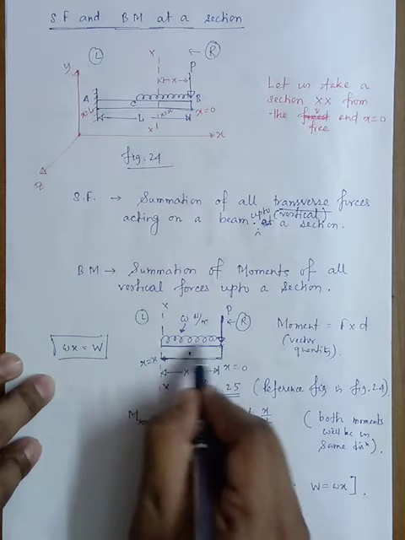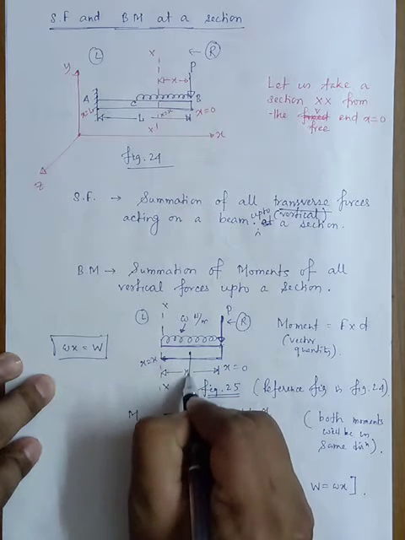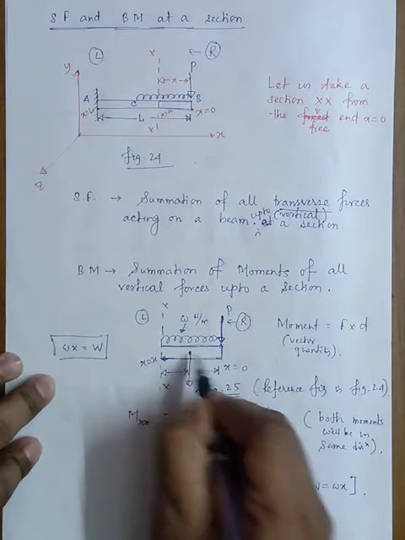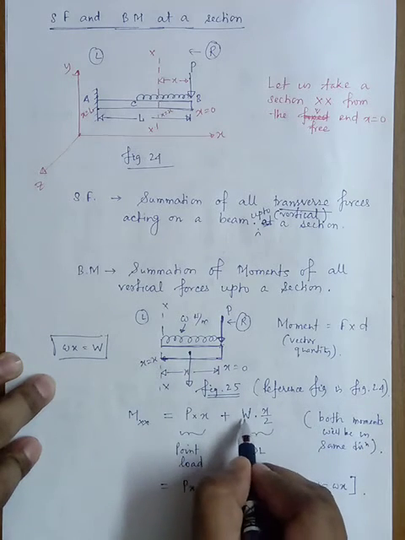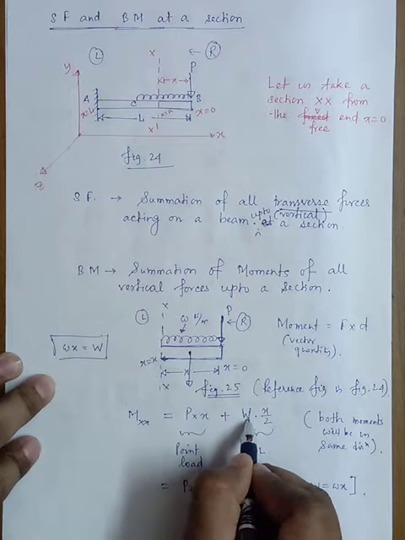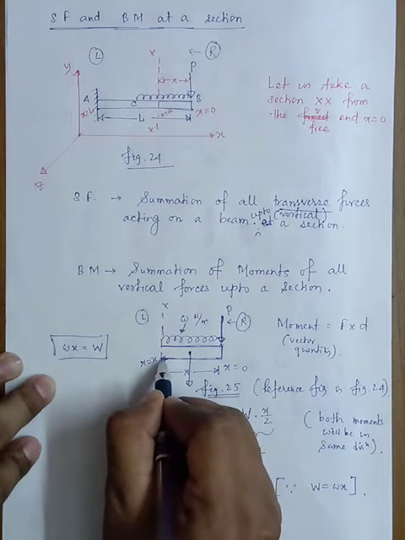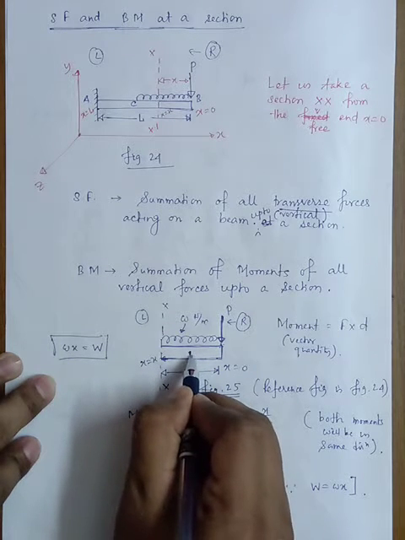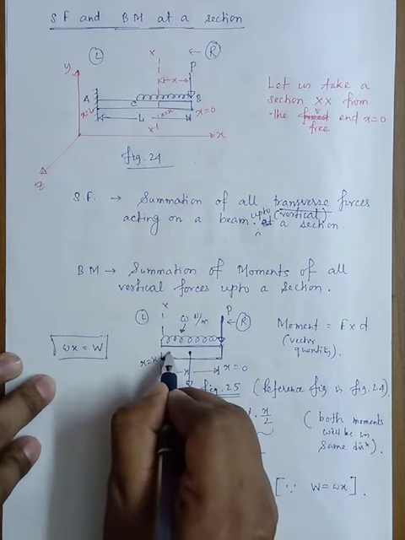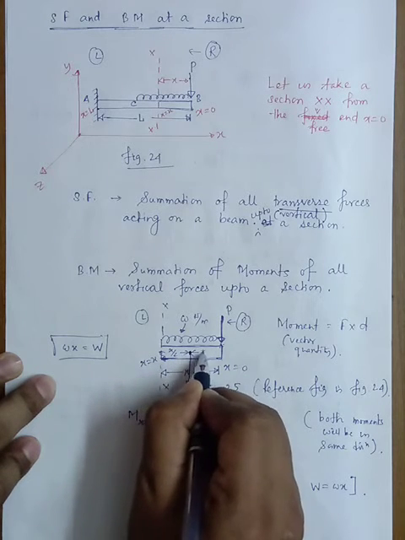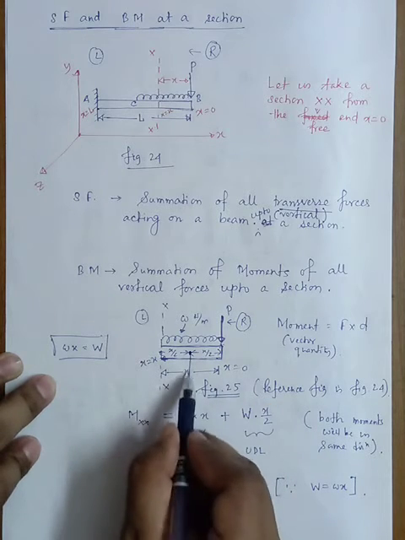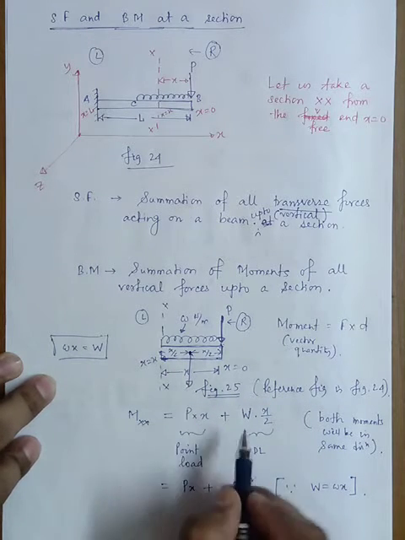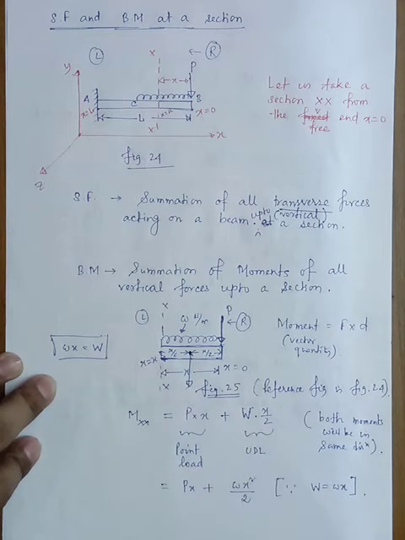this is the UDL. So what is its magnitude? W into x. It will be acting through the centroid. For this small w into x, I have replaced it by capital W, and the distance from this section to the centroid will be x by 2. So this will be the moment for this UDL, capital W into x by 2. So P into x will be for the point load, and W into x by 2 will be for this UDL.